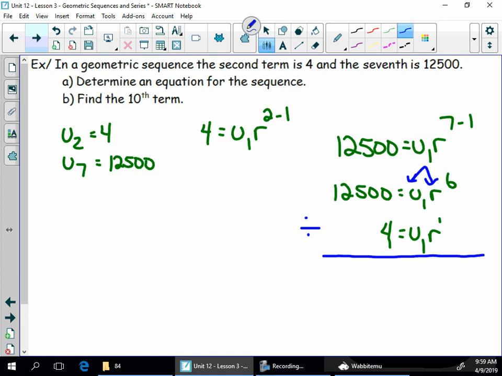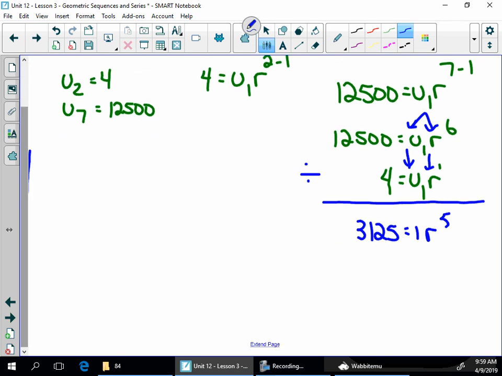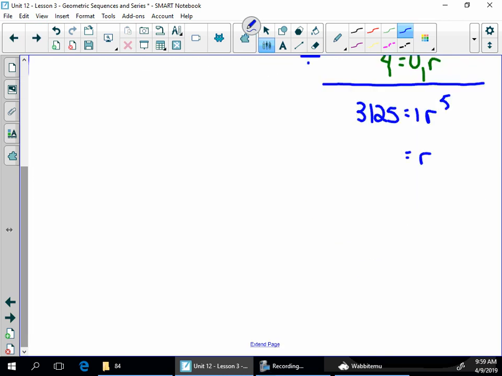12,500 divided by 4 comes out to 3125. U1 divided by itself comes out to the number 1. And R to the 6 divided by R to the 1, that's an exponent rule. Exponent rule when I divide is, I subtract. Well, now I can find R pretty quickly. I don't have to really worry about that 1 out front. So I need to worry about the R to the 5. To get rid of a 5, we take the 5th root. And the 5th root of 3125 is 5.